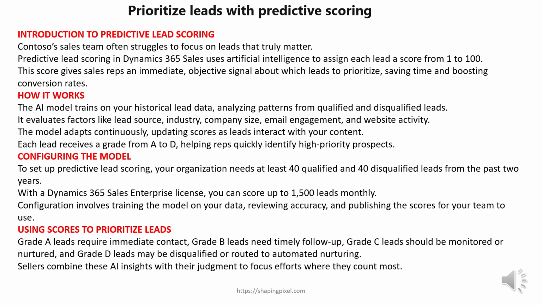Using scores to prioritize leads. Grade A leads require immediate contact. Grade B leads need timely follow-up. Grade C leads should be monitored or nurtured, and Grade D leads may be disqualified or routed to automated nurturing. Sellers combine these AI insights with their judgment to focus efforts where they count most.